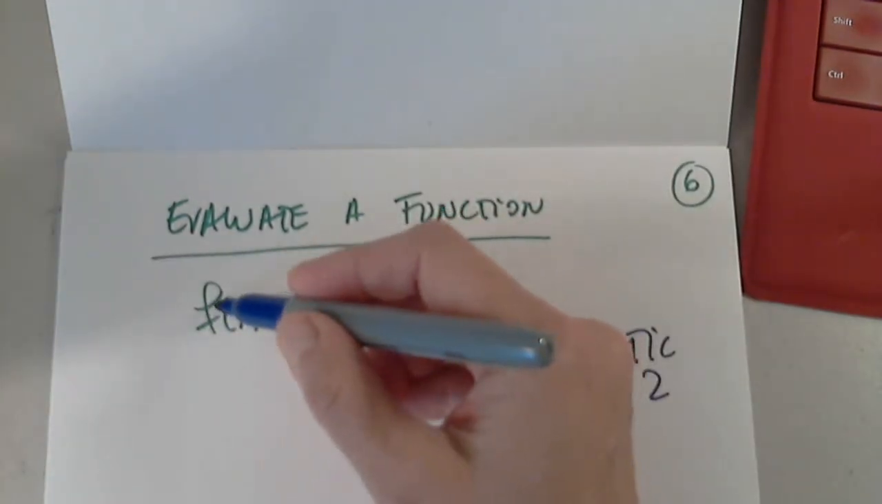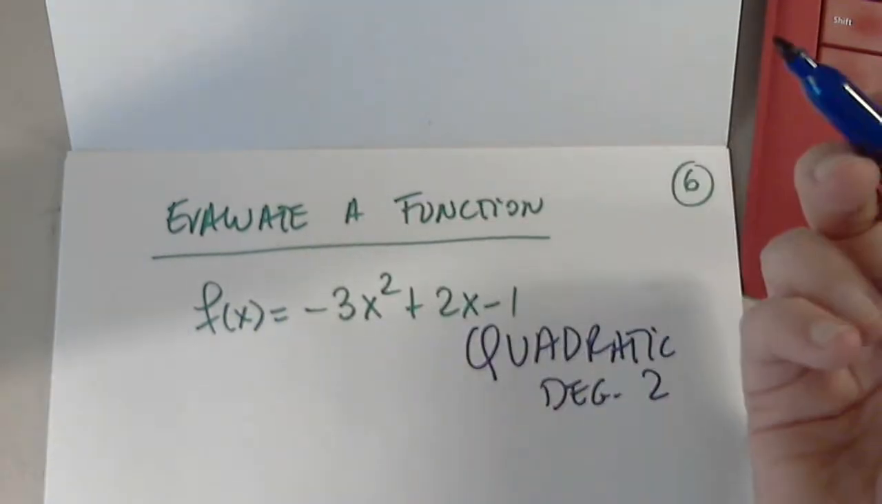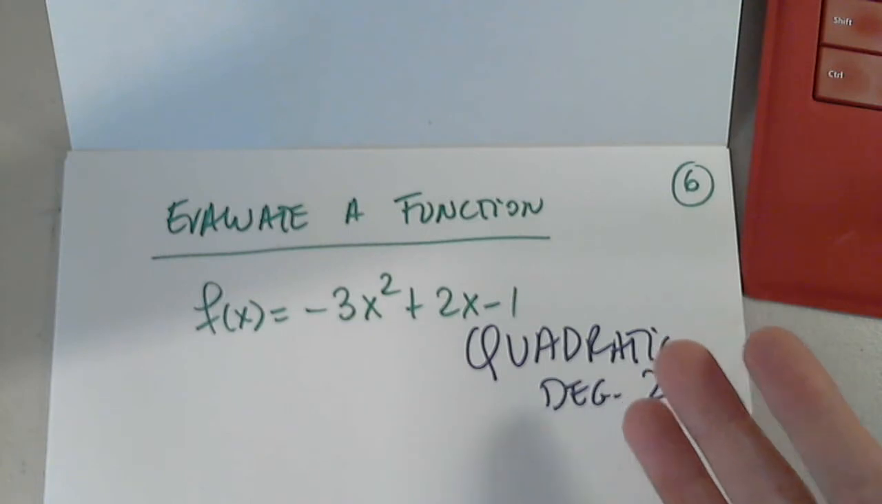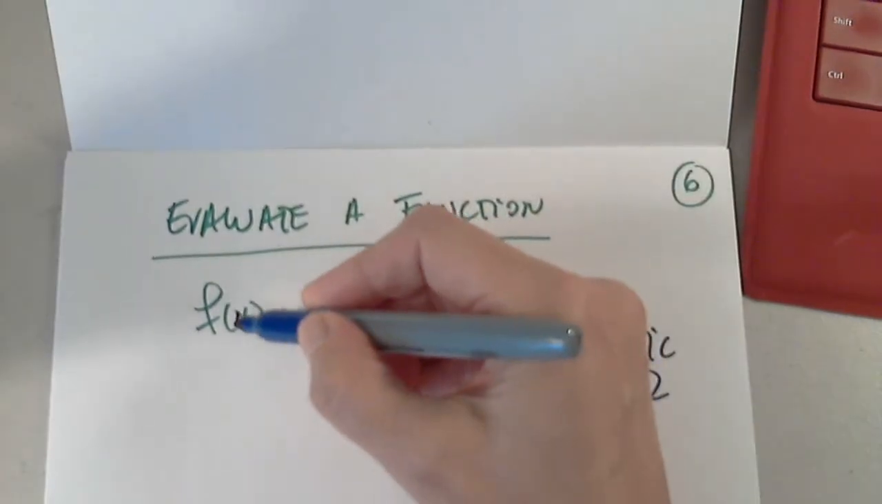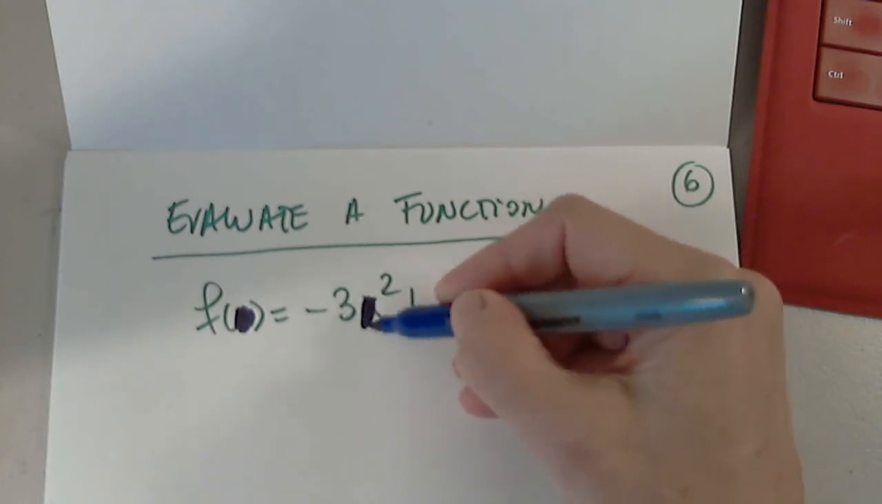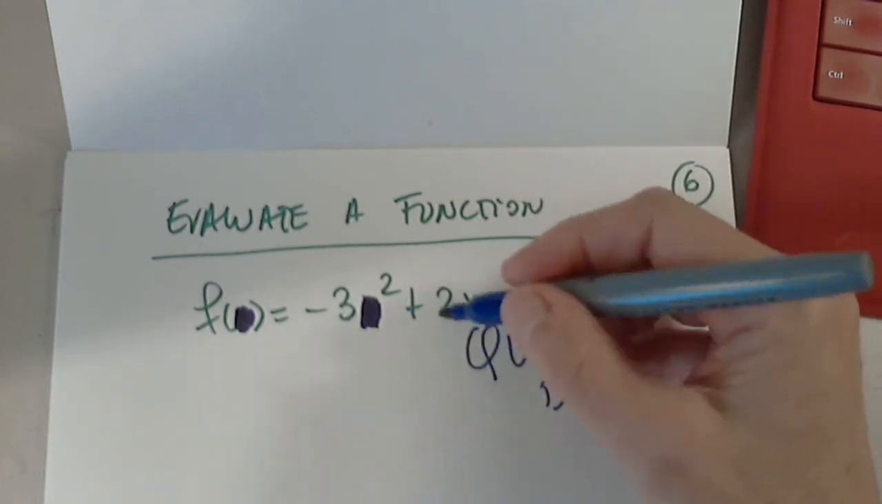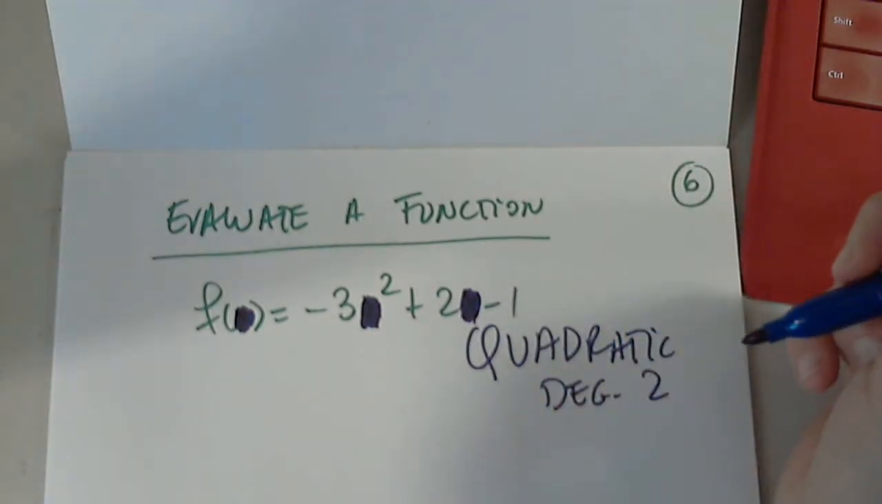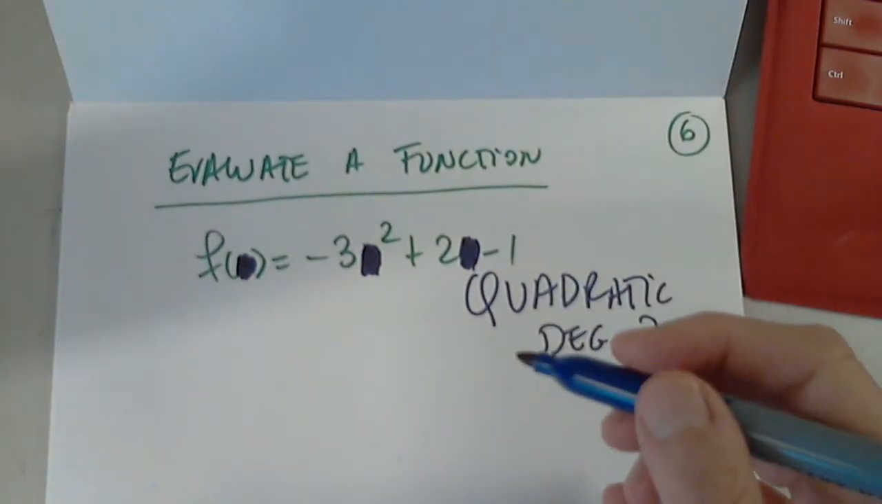The function is called f. The independent variable is called x. And what is the pattern? Here it is. F of whatever equals negative 3 times whatever squared plus 2 times whatever minus 1. Why do I see this?